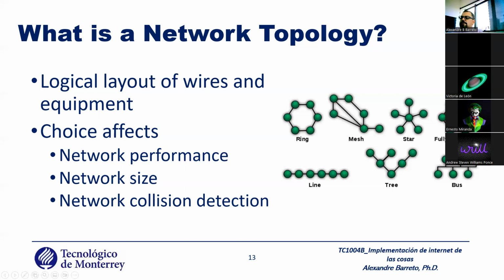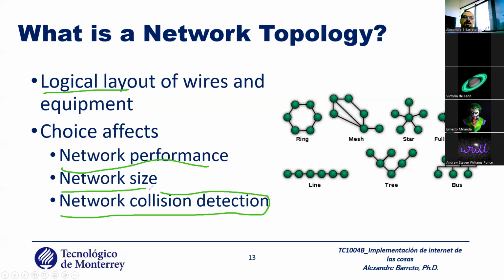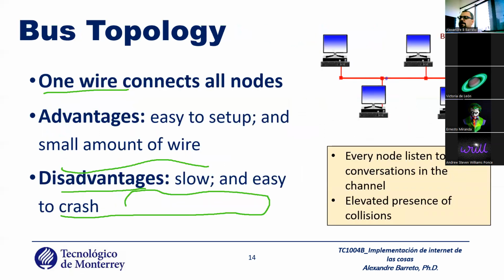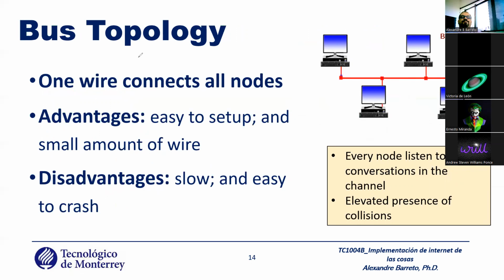The topology is about the logical layout, and this logical layout affects the network performance, the network size, and network collision detection. I will explain it later. The first topology, and the oldest one, is the bus topology.